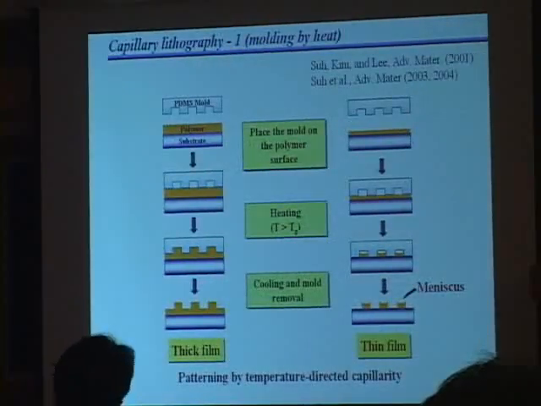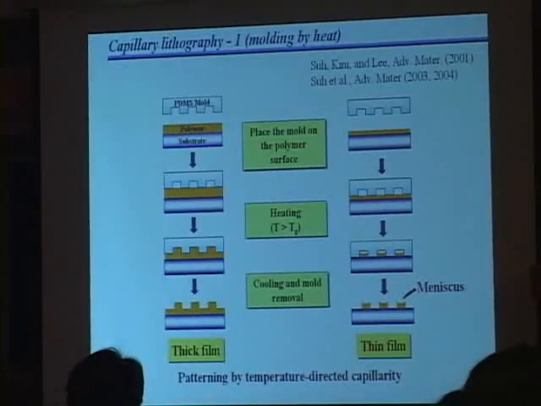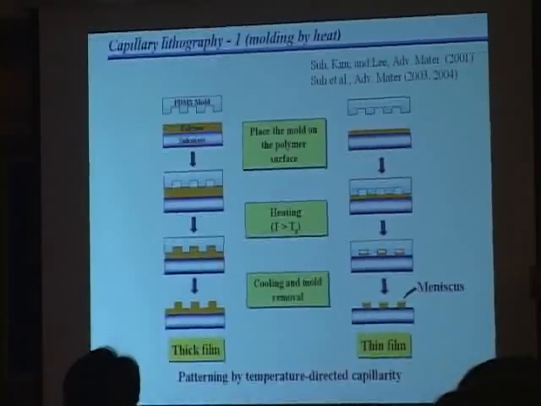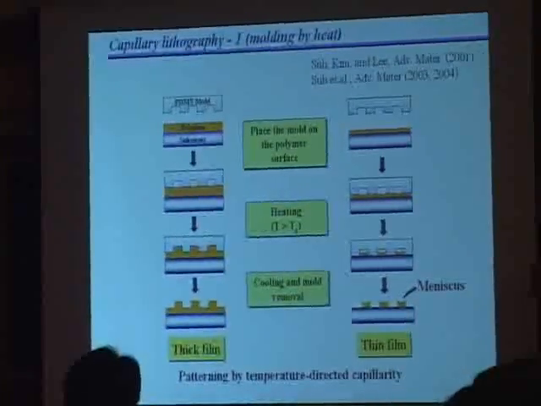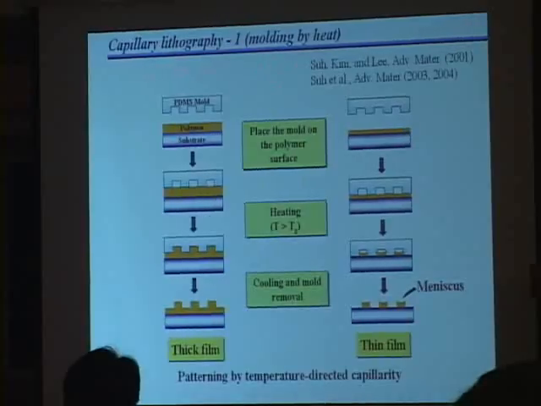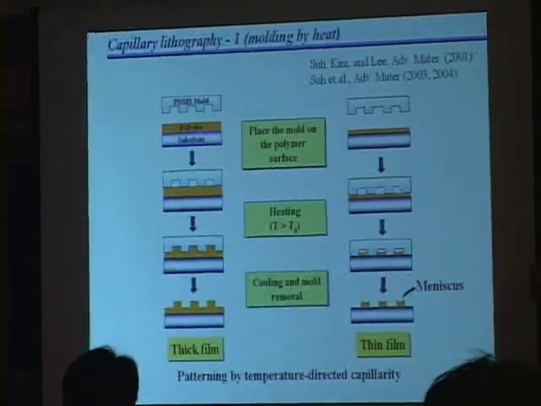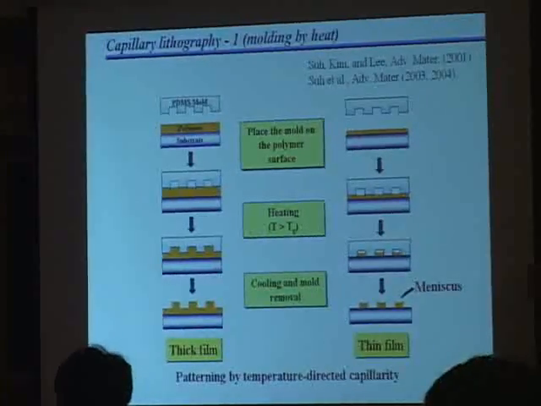So our strategy is very simple. How can we induce the deformation of polymer film by applying different physical forces? So the first method is basically molding by heat. We coined the term capillary lithography, which means we are doing the lithography based on capillary forces. Capillary force is a very weak force at the macroscopic scale.